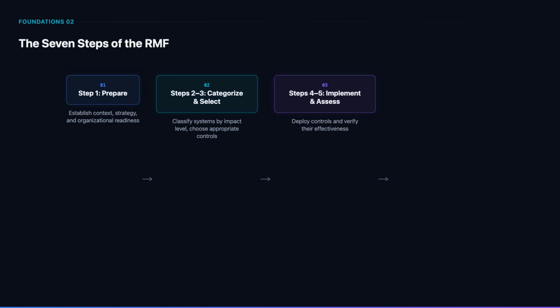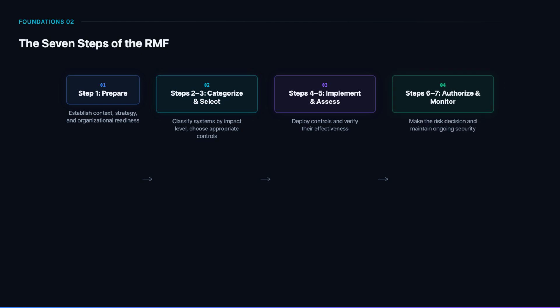Steps 4 and 5 are implement and assess. In Implement, you deploy the selected security controls and update your implementation documentation. In Assess, you select an assessor, develop an assessment plan, conduct the control assessments, produce assessment reports, and create a plan of action and milestones for any deficiencies found. These steps ensure controls actually work in practice.